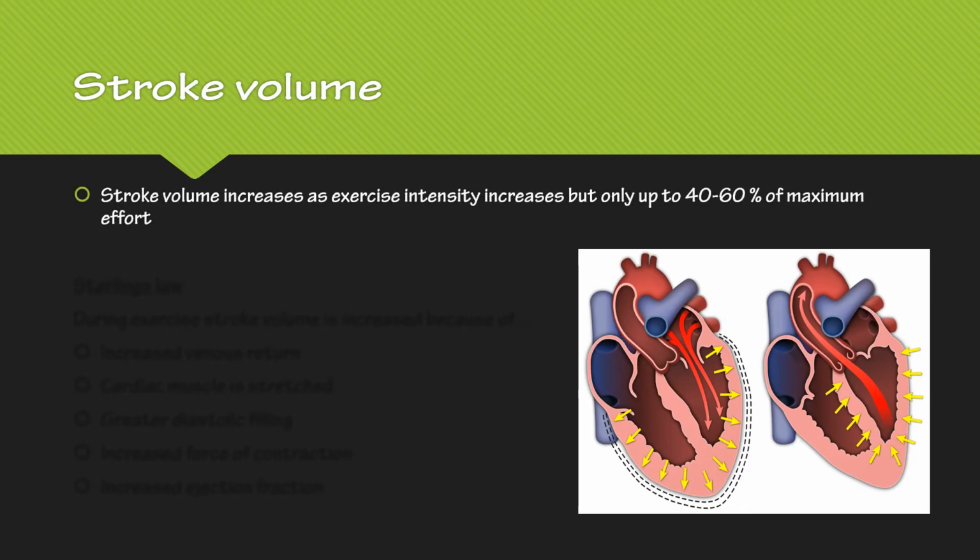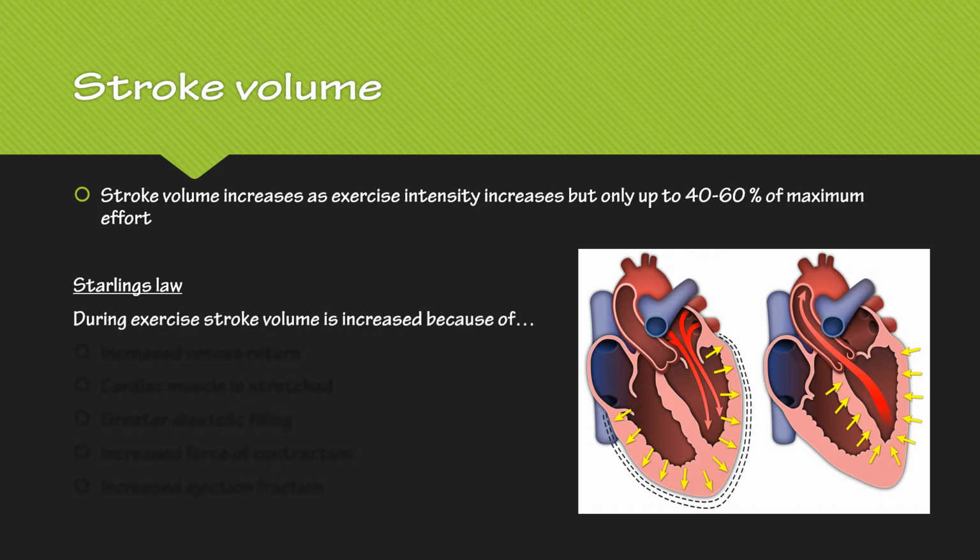So in terms of during exercise, stroke volume actually increases as exercise intensity increases, but this is only up to 40 to 60% of your maximum effort. Now Starling's law is one law that explains the effects of exercise on stroke volume. So we've already said that during exercise it increases because we get an increased venous return. And we're going to look at venous return in the next couple of lessons. But we get more blood going back to the heart.